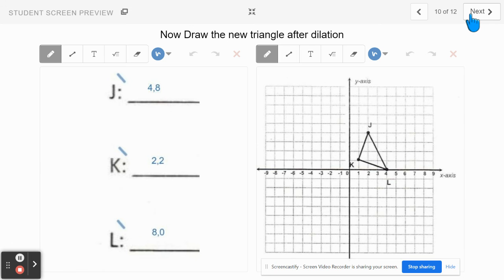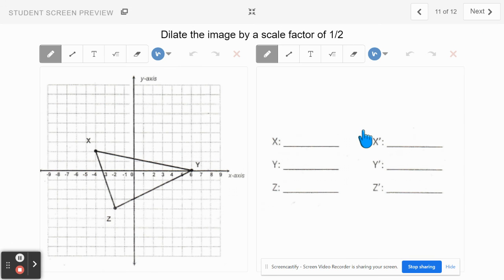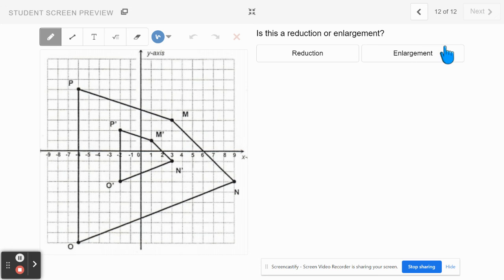Take your time. I know I'm going through this fast to try to get through the video. All right, dilate the image by 1/2. Use your calculator. Remember your calculator? Okay, use that. And great. Okay, cool. Now go ahead and look at this and tell me if it's a reduction or enlargement and try to explain this.